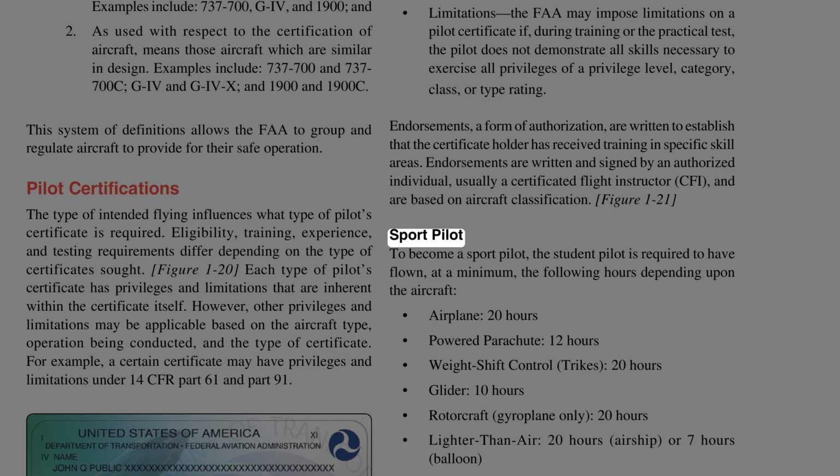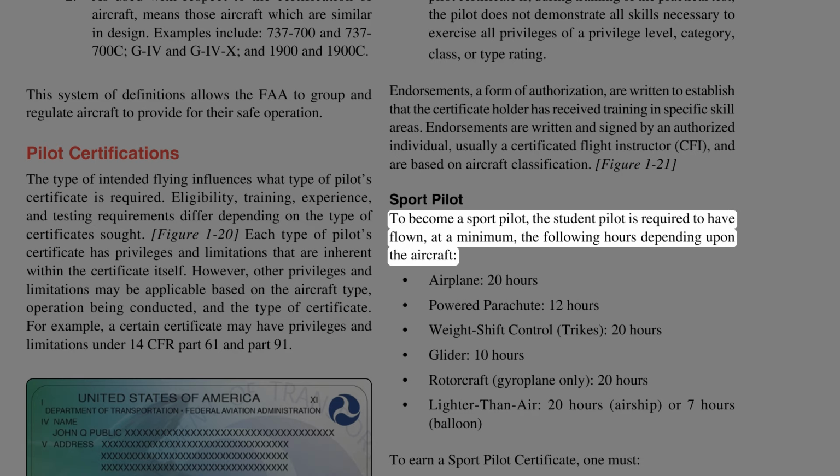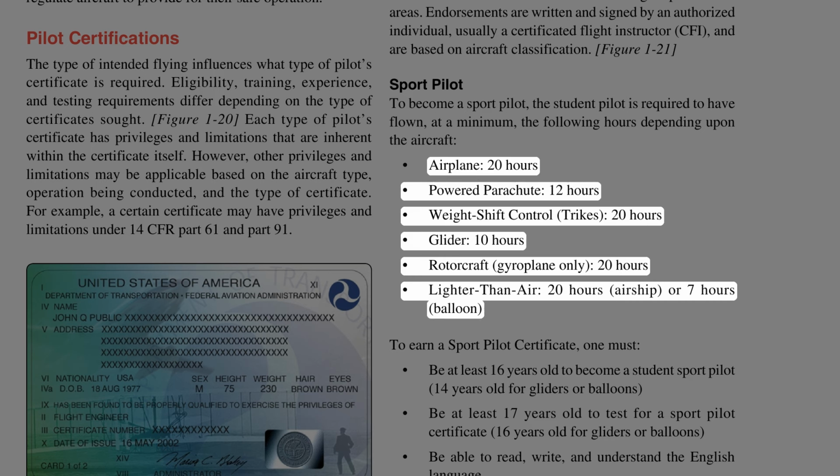Sport pilot. To become a sport pilot, the student pilot is required to have flown, at a minimum, the following hours depending upon the aircraft. Airplane, 20 hours. Parachute, 12 hours. Weight shift control trikes, 20 hours. Powered parachute, 10 hours. Rotorcraft, gyroplane only, 20 hours. Lighter than air, 20 hours for airship or 7 hours for balloon.